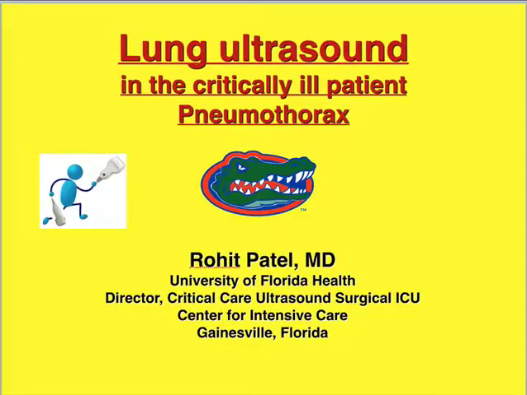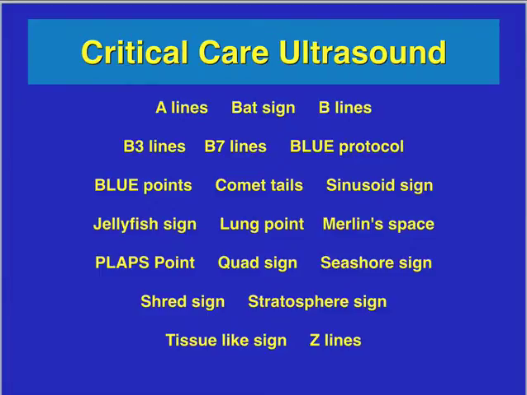All right, so the next lecture is on pneumothorax. We're going to talk about what critically ill patient scenarios you may be using to evaluate for a pneumothorax using lung ultrasound. So again, remember there are a lot of signs. Now we've gone through A lines and B lines, lung sliding. We're going to go through a few more in this lecture, specifically lung point, stratosphere sign, barcode sign.